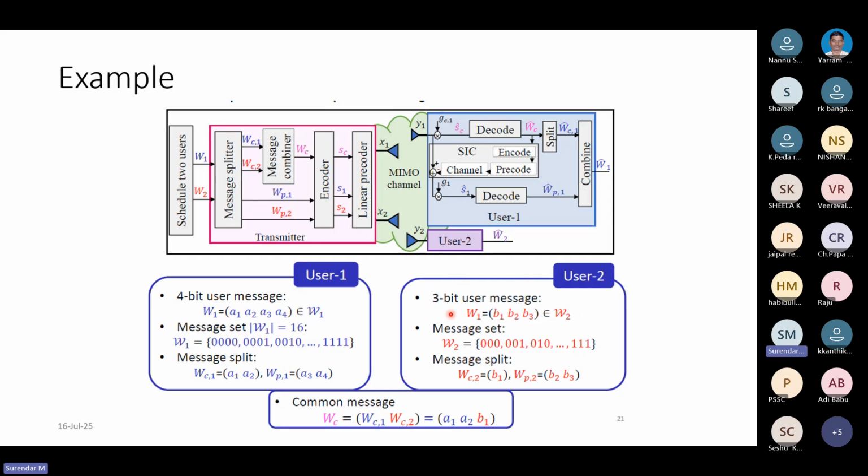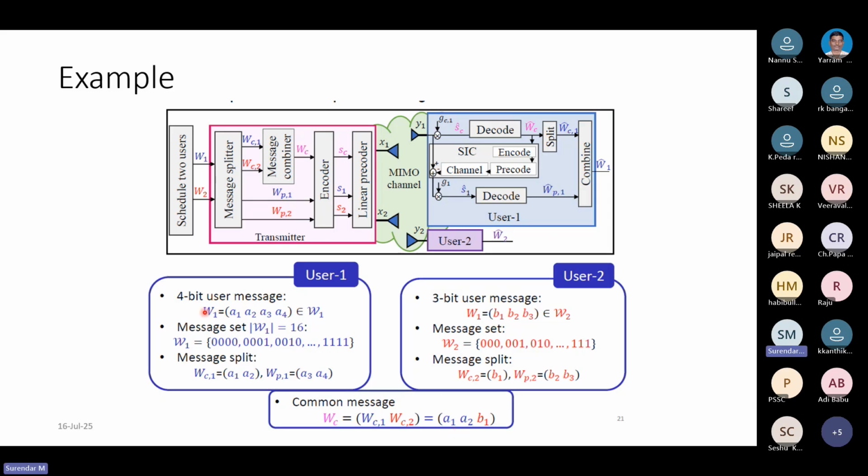Similarly, a 3-bit user message for the other user, that is for user 2. That's why it is given as user 2 here. The first bit is given as a common part message, so it contributes towards the common part. The remaining B2 and B3 are considered the private part. Okay, in this way the common message is formed.